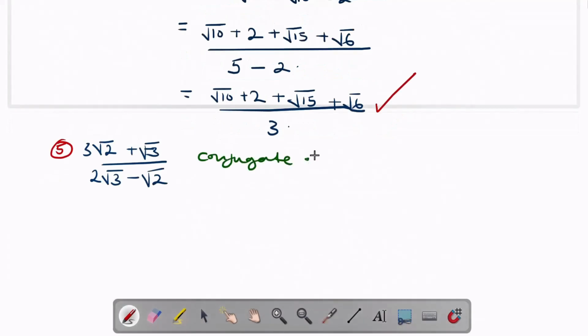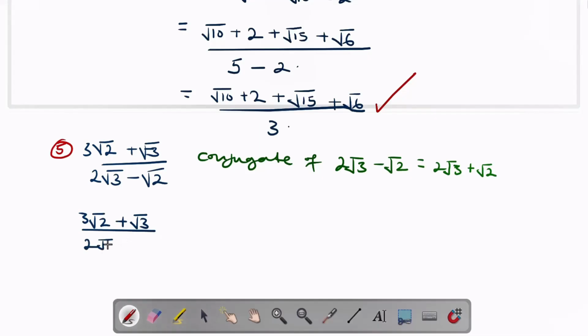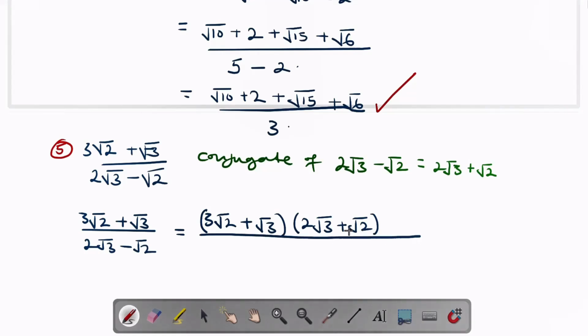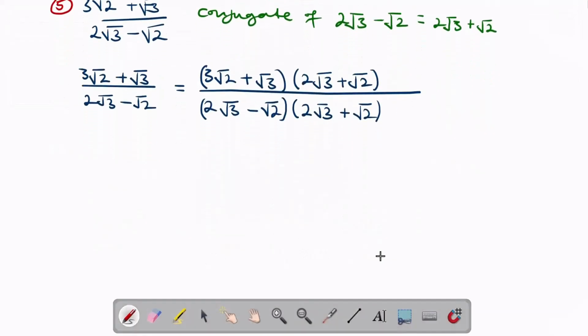So the conjugate of 2 root 3 minus root 2 is 2 root 3 plus root 2, implying that our expression, which is 3 root 2 plus root 3 divided by 2 root 3 minus root 2, is the same as having 3 root 2 plus root 3 multiplied by our conjugate, which is 2 root 3 plus root 2, the whole of it divided by our denominator, which is 2 root 3 minus root 2 multiplied by its conjugate, which is 2 root 3 plus root 2. Our next step is to simplify.